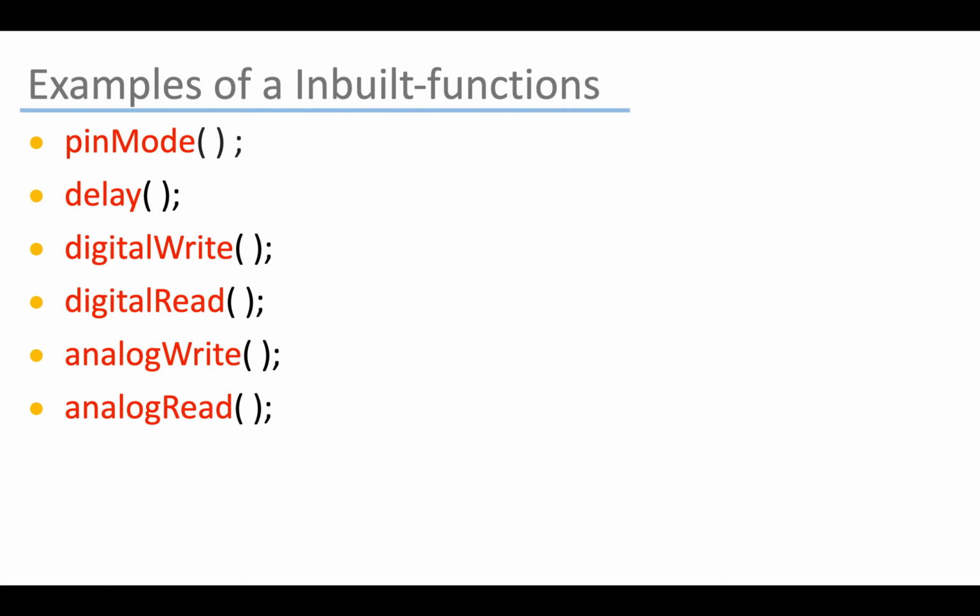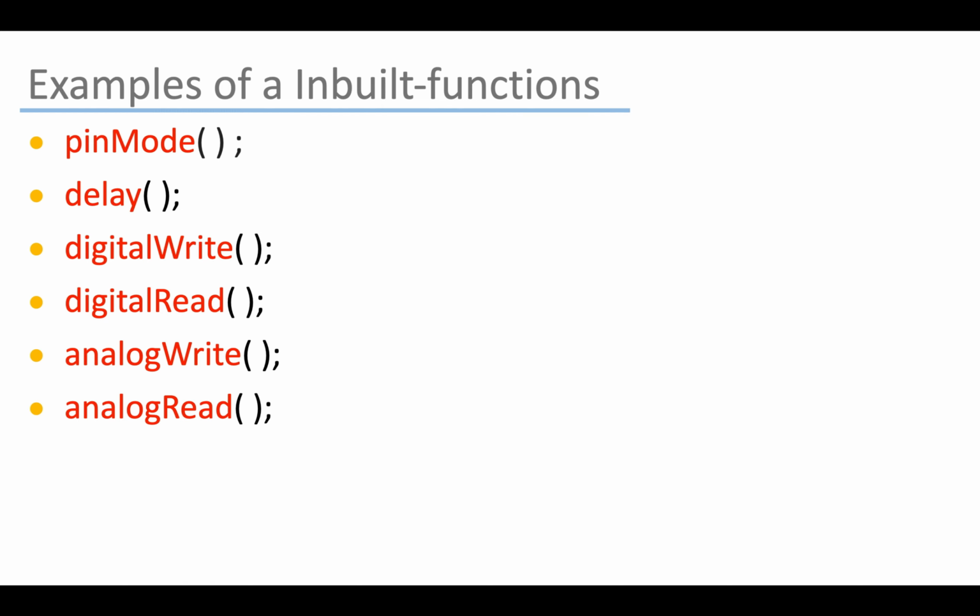Now here are a few more examples of inbuilt functions that are widely used. You have already learned about pinMode, which is to set up the mode of a pin. Then we have delay, which is used to provide some delay in the program. Then we have digitalWrite, which writes the digital output on any pin. And after that we have three more, which are digitalRead, which is to read the data as digital input, and then we have analogWrite and analogRead. So these are some of the very basic inbuilt functions.